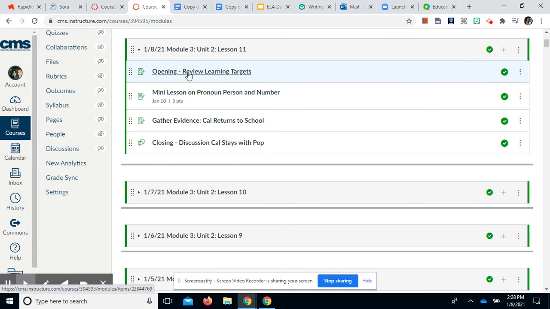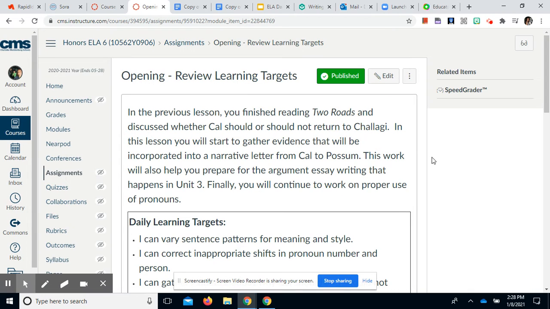All right, so in our opening, it says, in the previous lesson, you finished reading 2 roads and discussed whether Cal should or should not return to Challagi. In this lesson, you'll start to gather evidence that will be incorporated into a narrative letter from Cal to Possum. This work will also help you prepare for the argument essay writing that happens in Unit 3. Finally, you will continue to work on proper use of pronouns.